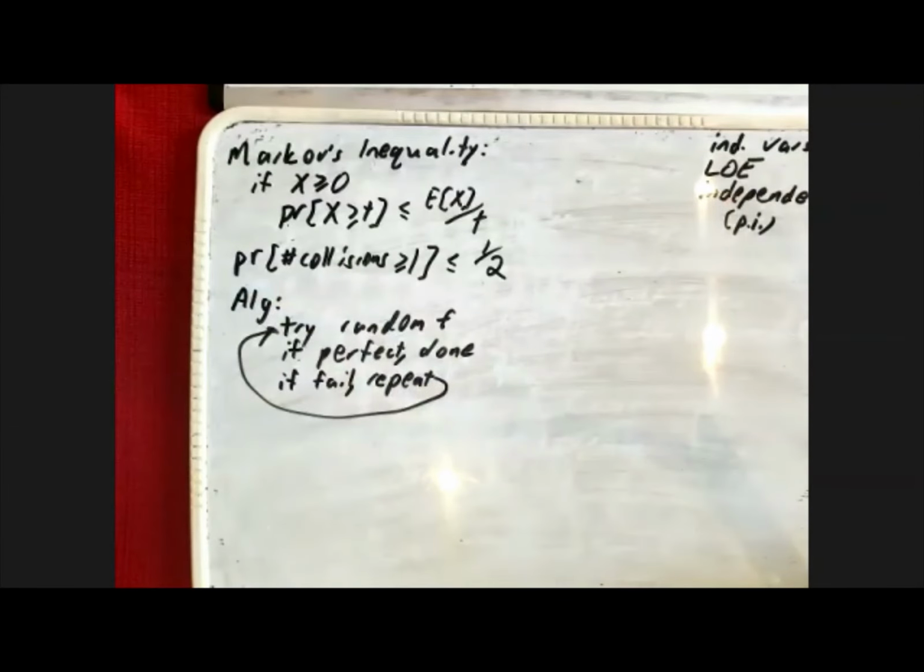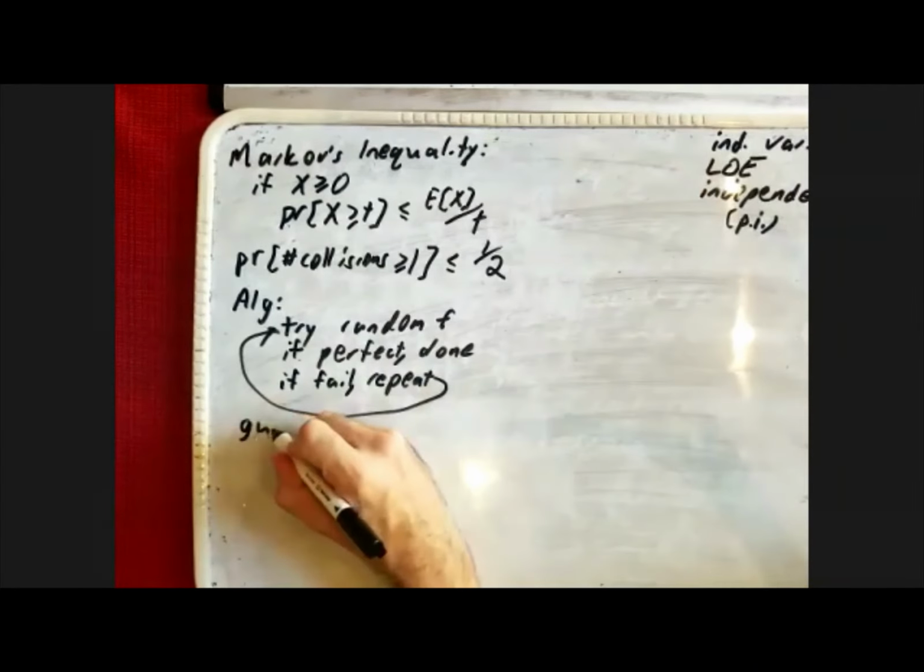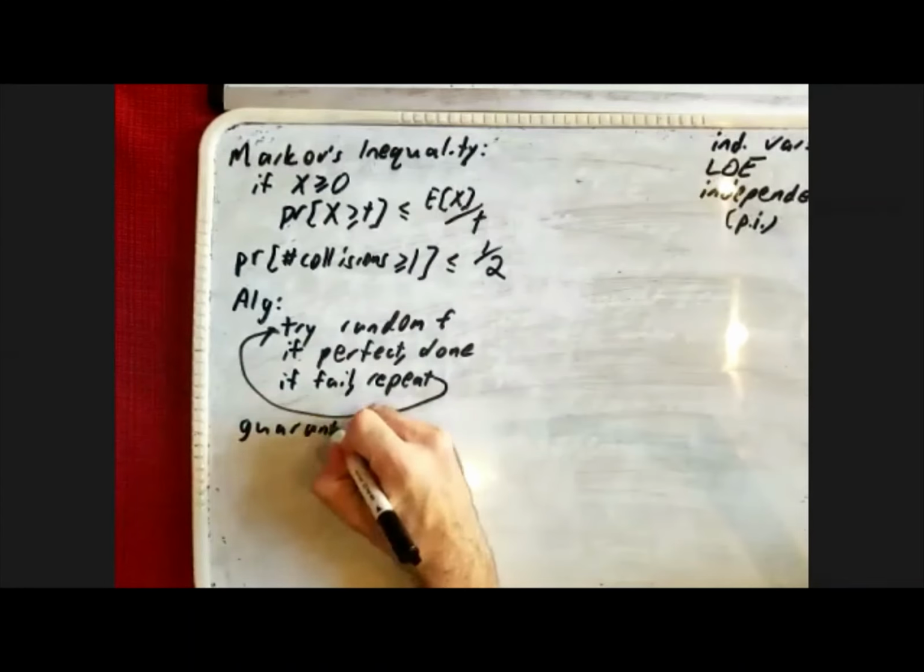Right? We just loop back to the beginning and try another random function. Now this algorithm, we can say, is guaranteed to succeed because it just keeps trying until it succeeds. So this is guaranteed to eventually find a perfect hash function.